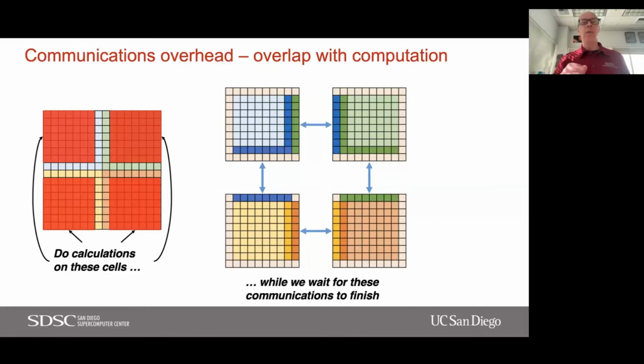We can also overlap the communications with the computation. Again, this is something that's going to be implemented by the developer of the code, but I'm going to say that most well-written modern applications will do this, especially those that are solving systems of partial differential equations. So what we could do is we could be doing calculations on what we consider the interior cells while we're waiting for the communications to finish. So while that data is being communicated, we're doing these other computations.